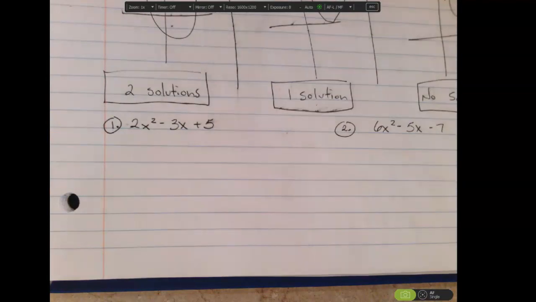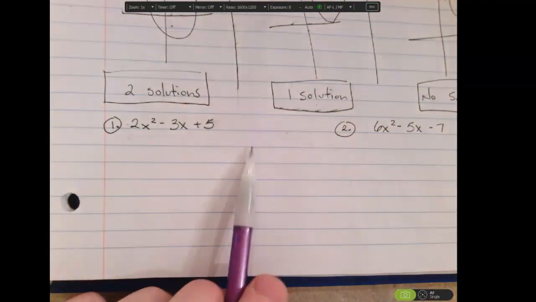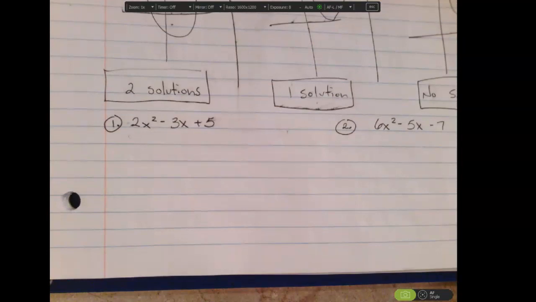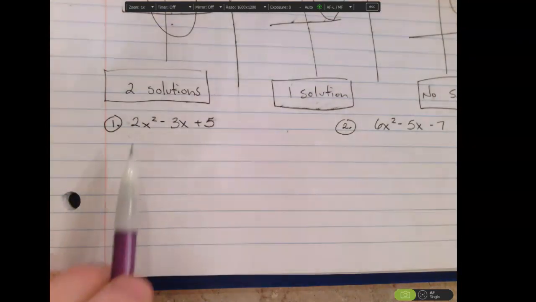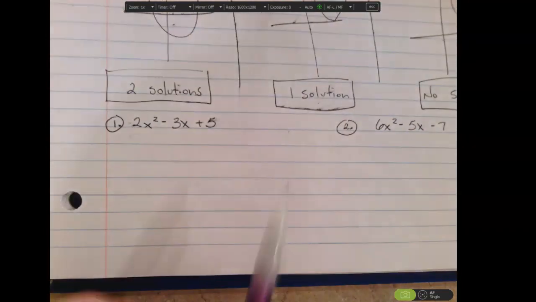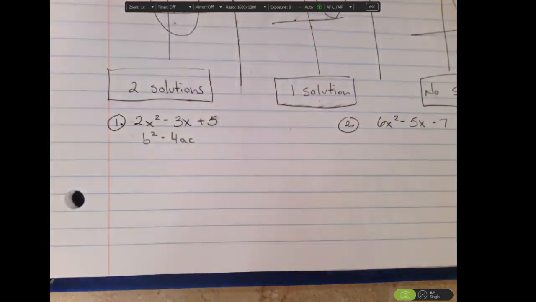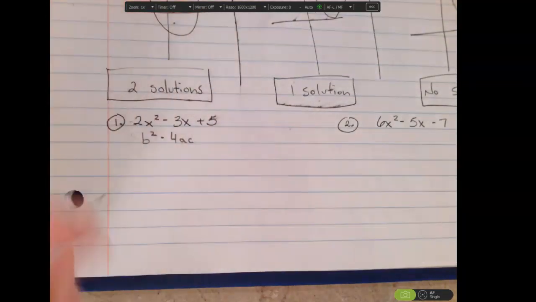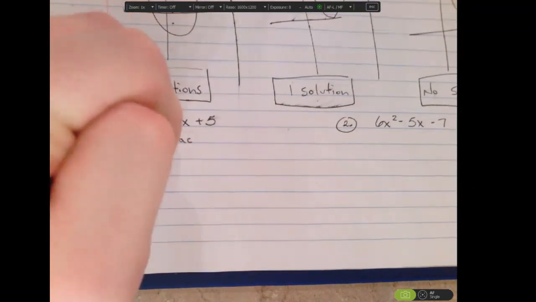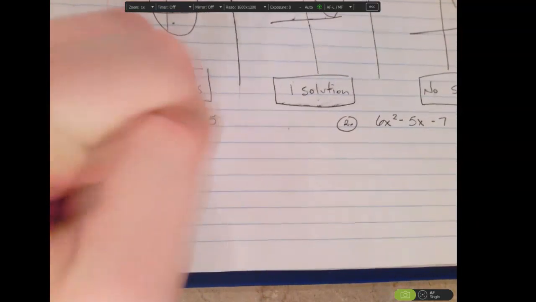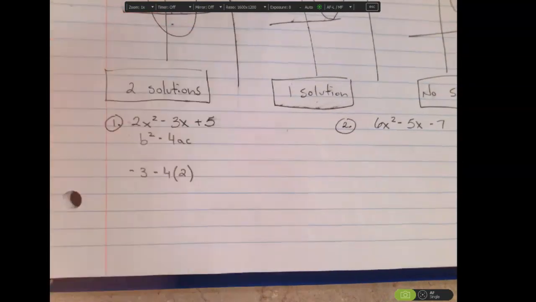Okay, so with this section, you're going to take your standard form, find the discriminant, and then with that discriminant, you're just going to tell me how many real number solutions it has. So let's take 2x squared minus 3x plus 5. I'm only using the b squared minus 4ac. That's the only equation I'm using here. I'm only using like half of the quadratic formula. So let's plug our stuff in. Our b is negative 3, minus 4. What's a? A is 2. And then c happens to be 5.